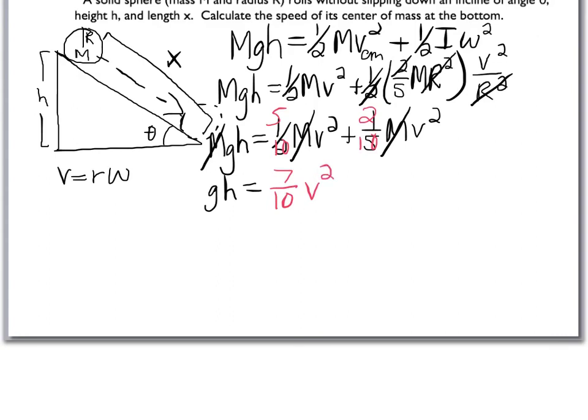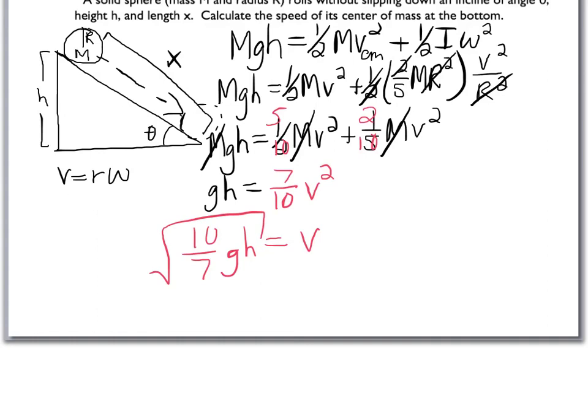And solving for v, we now have 10/7 gh on this side, and v squared on the other, and we can now take the square root of both sides to solve for v. So the velocity of the center of mass of this rolling object, once it reaches the bottom of the incline, would be the square root of 10/7 gh.